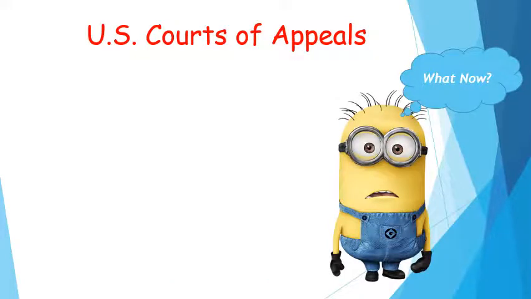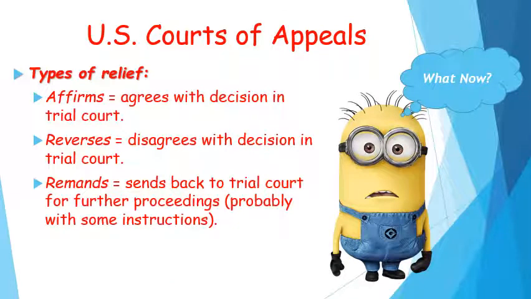So what decisions does the Court of Appeals have the opportunity to make? They can affirm the lower court ruling, which means that they are agreeing with the U.S. District Court's decision, which means the final decision stands. They can reverse the lower court's decision, which means they disagree with the decision that the U.S. District Court made, and they would change the outcome to the other side.